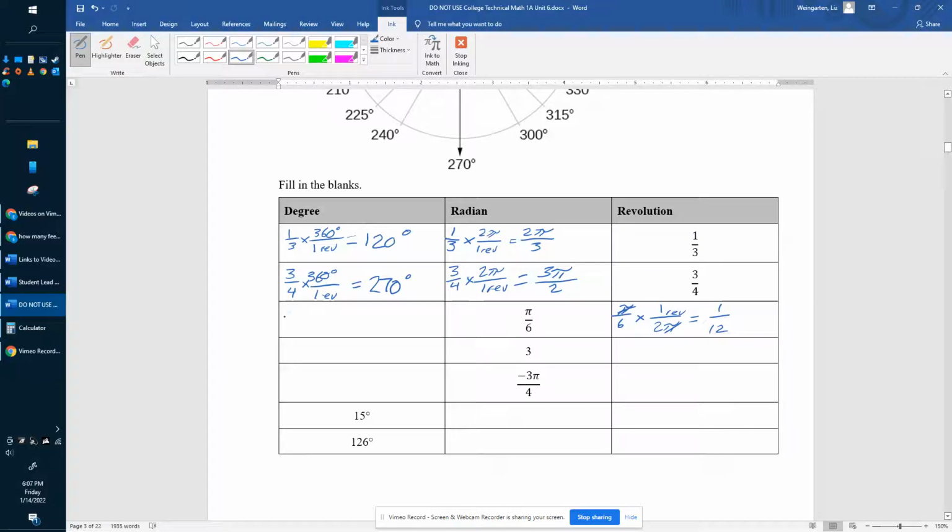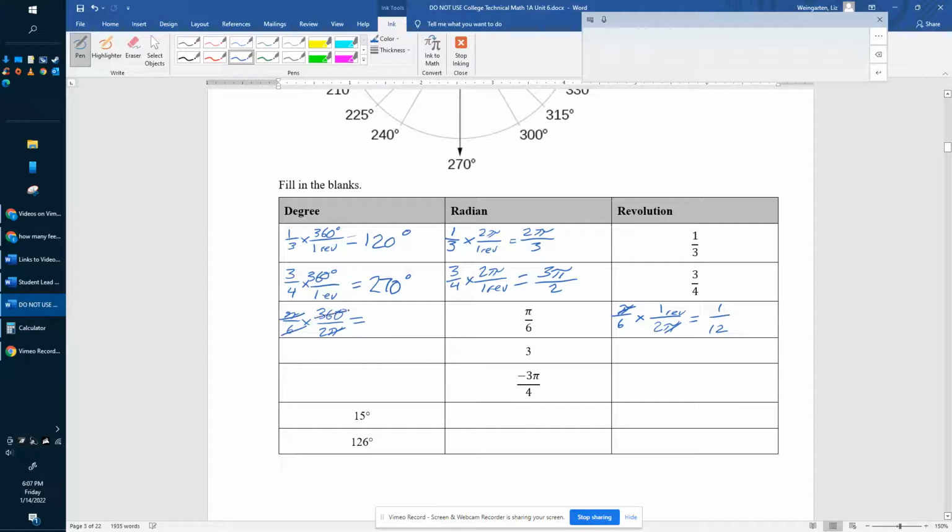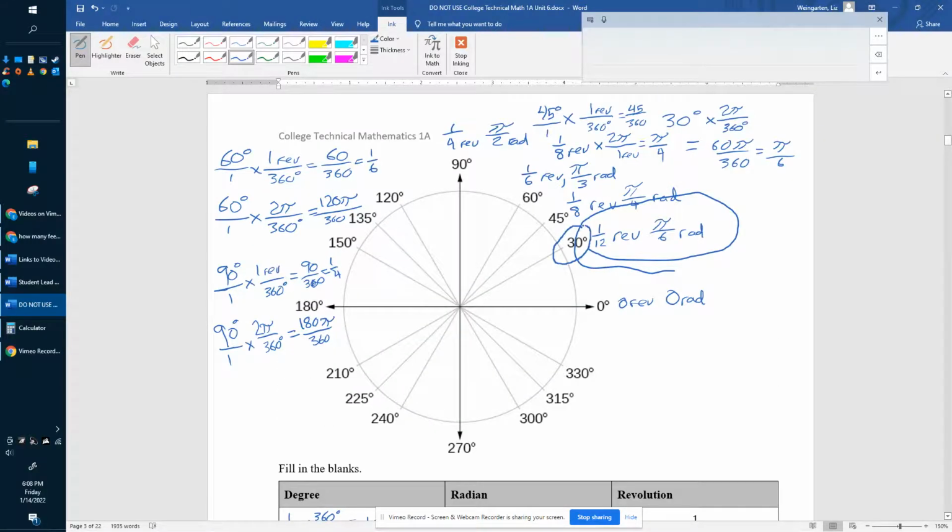About pi over 6, convert it to degrees. Times, we want it in degrees, so degrees is on top, over 2 pi. Our pi's are going to cancel out. 6 will turn this into 60. The 2 will turn it into 30, so we end up with 30 degrees. Does this match up with what we had up here? Yes, it does.